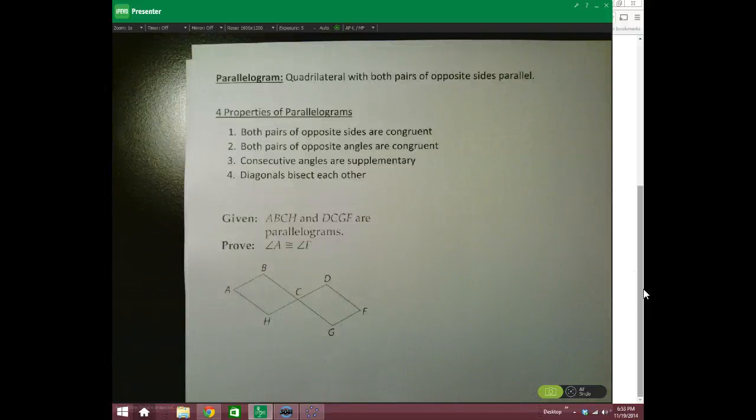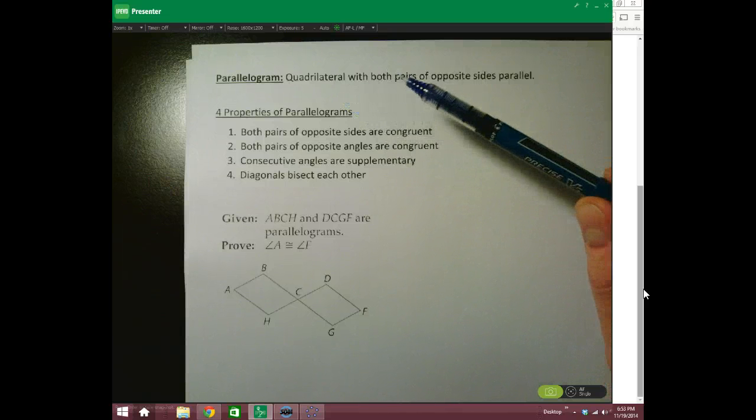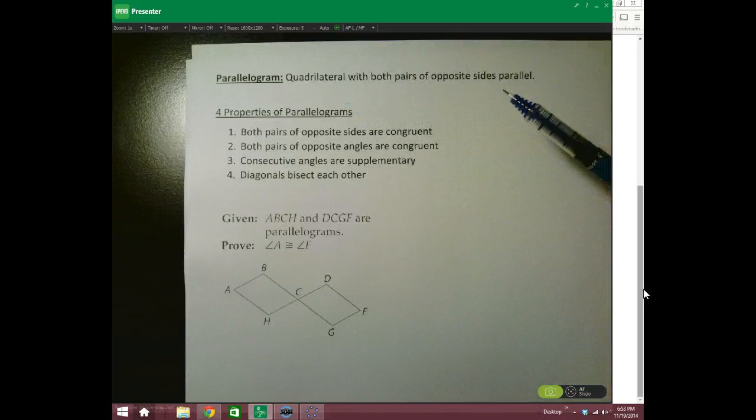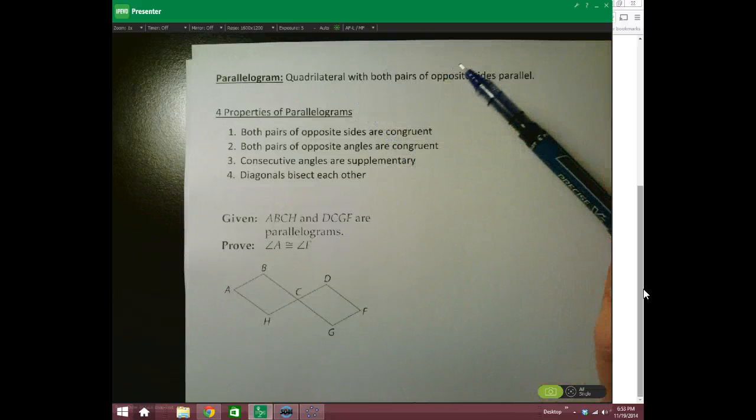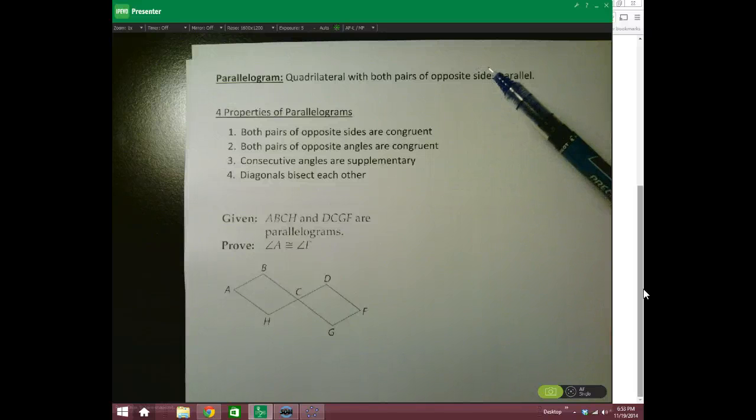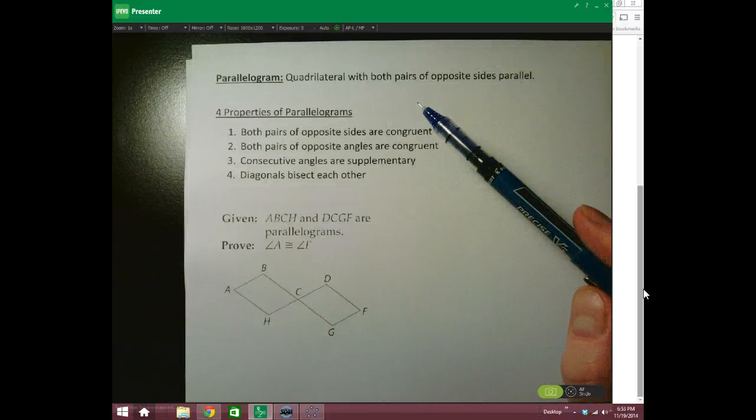Okay, so here are some supplemental examples for section 6.2, which is about parallelograms. First thing, definition-wise, a parallelogram is a quadrilateral with both pairs of opposite sides parallel. So in the definition, we know it has four sides because it's a quadrilateral, and then again, each pair of opposite sides is parallel.